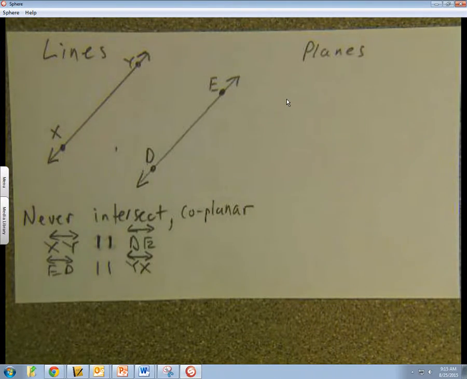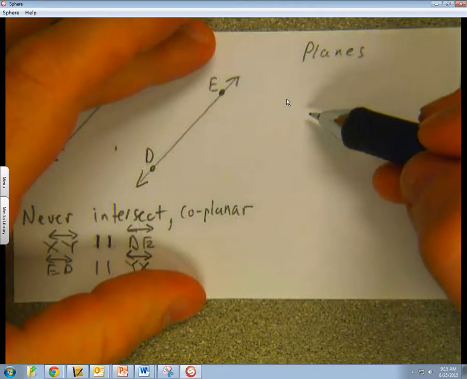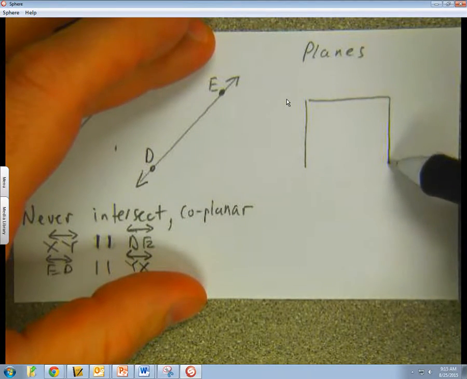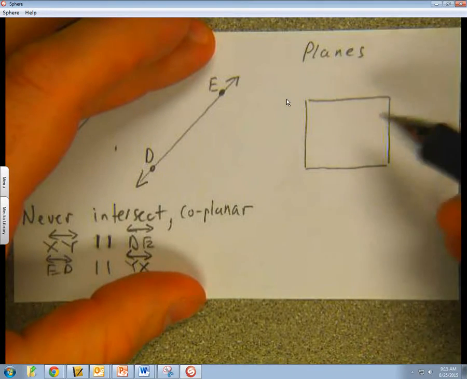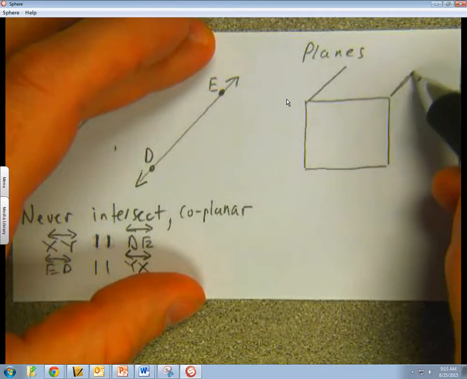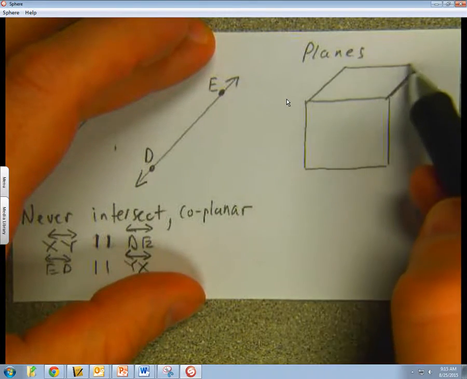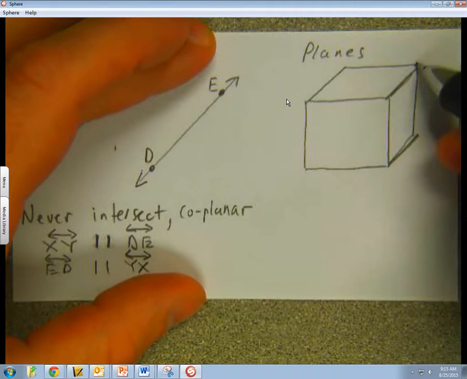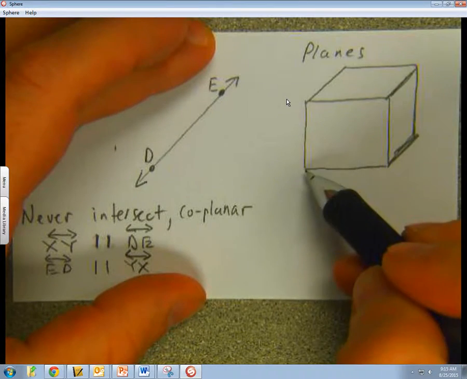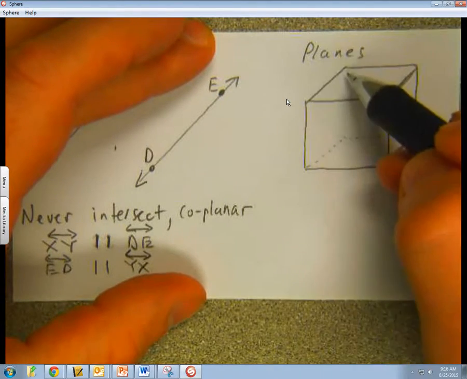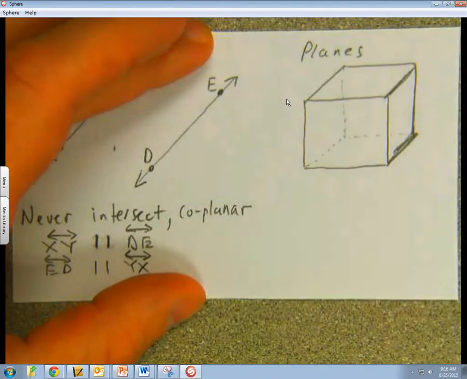Planes. For a plane I want to start by drawing a cube. We're just going to hand sketch this, and don't be concerned if your cube is kind of a mess the first time through. That's why we practice things. Full disclosure, I am a terrible artist, and that will be exposed through the course of the year. So that's probably about as good as it's going to get right there.